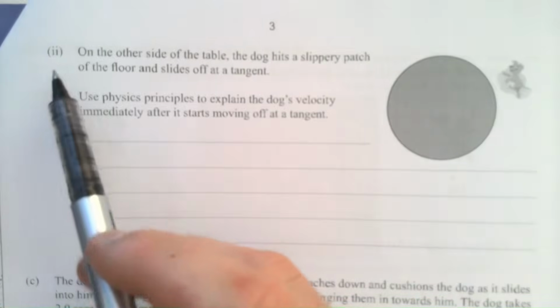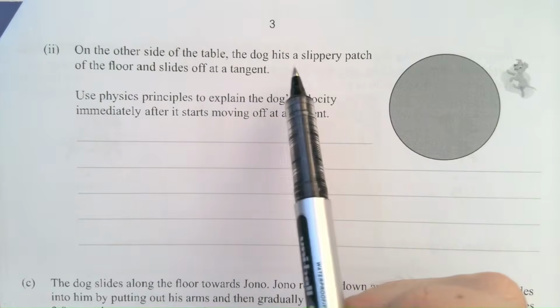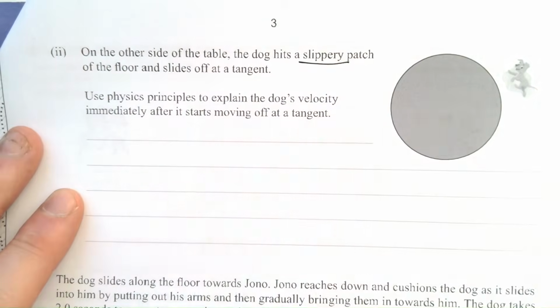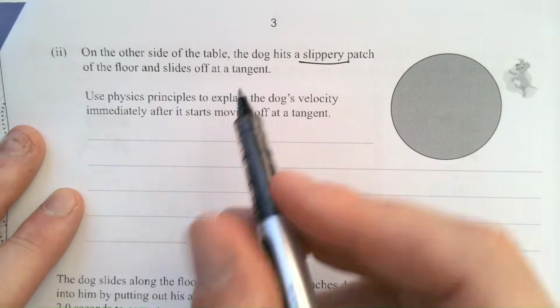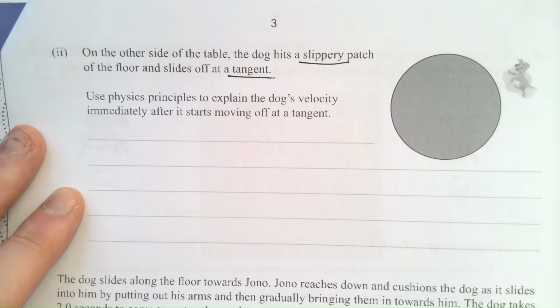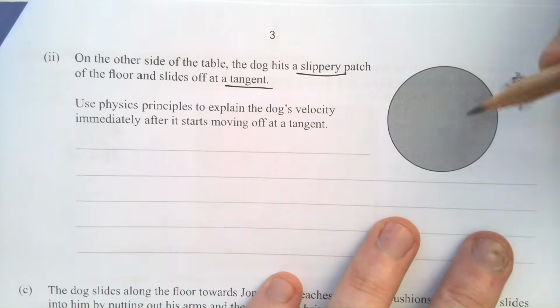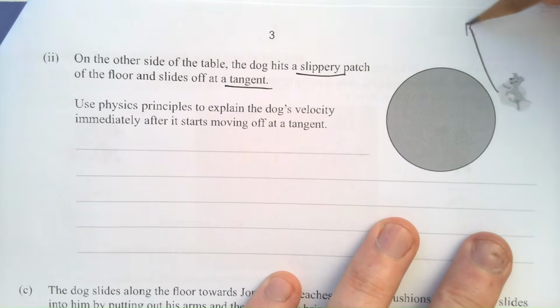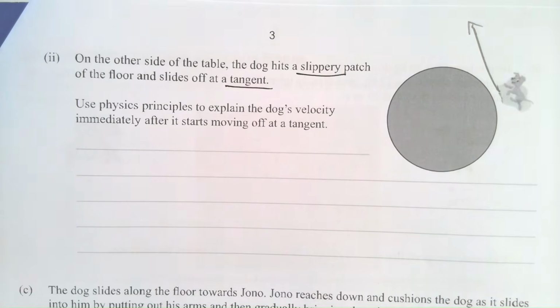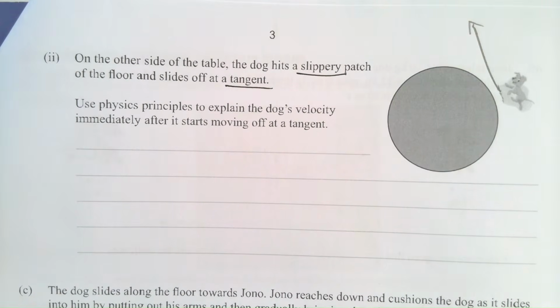For part II, on the other side of the table, the dog hits a slippery patch. I'm going to just underline that, and it slides off at a tangent. Use physics principles to explain the dog's velocity immediately after it starts moving off at a tangent. So, after it's hit the slippery patch, we're told it's moving off at a tangent. I'm just going to draw a very quick tangent, a line where, in theory, it touches the circle it was already on just once. And then we have this new velocity.